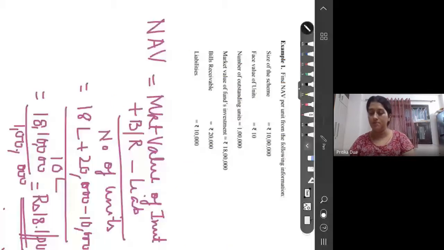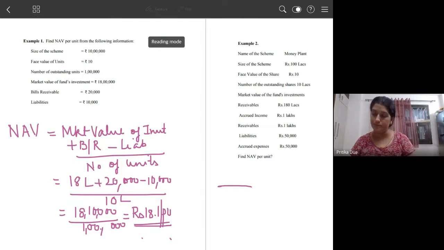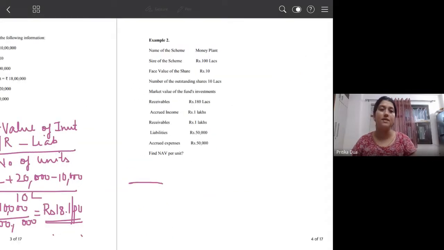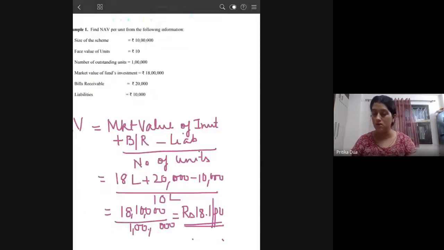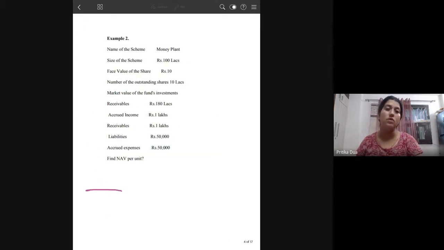Let's take up another question for practice. So this is the second question, same method. You simply need to apply the formula. So please start solving the question and put your answer in the chat box. If there are any questions, you can ask side by side.